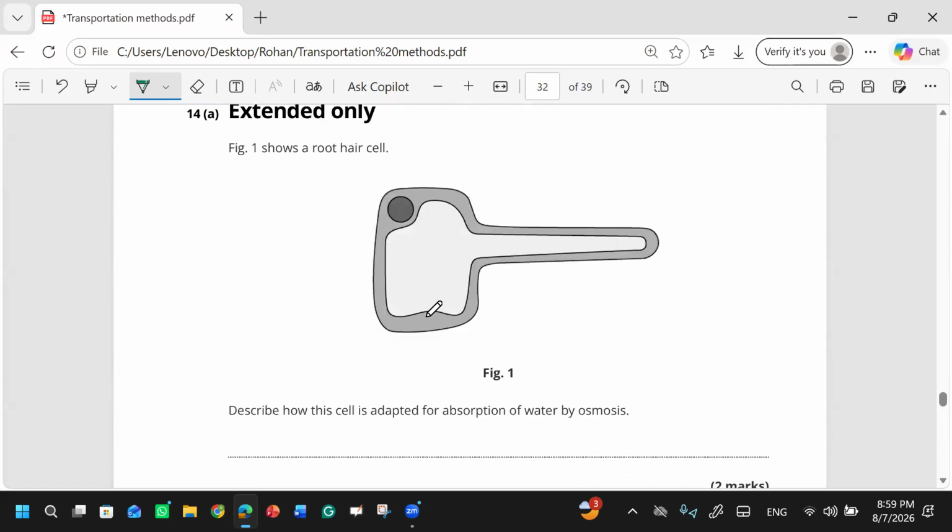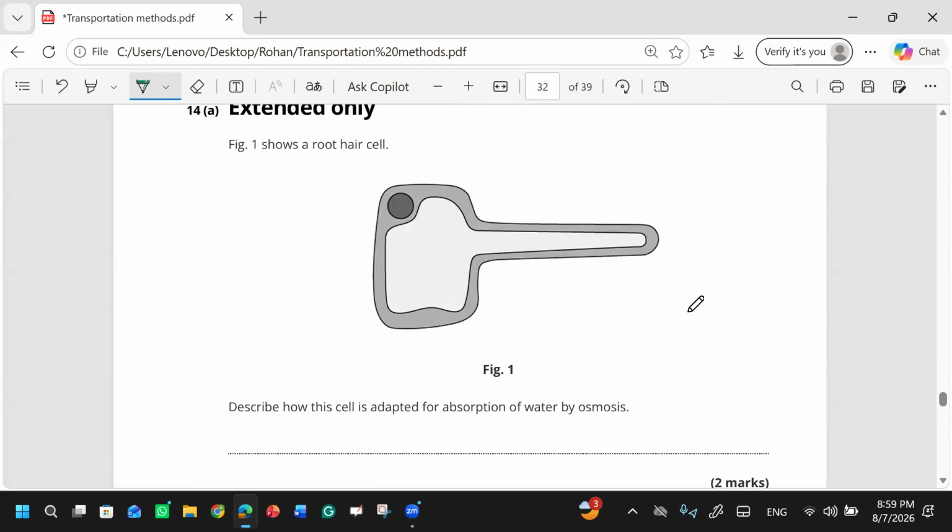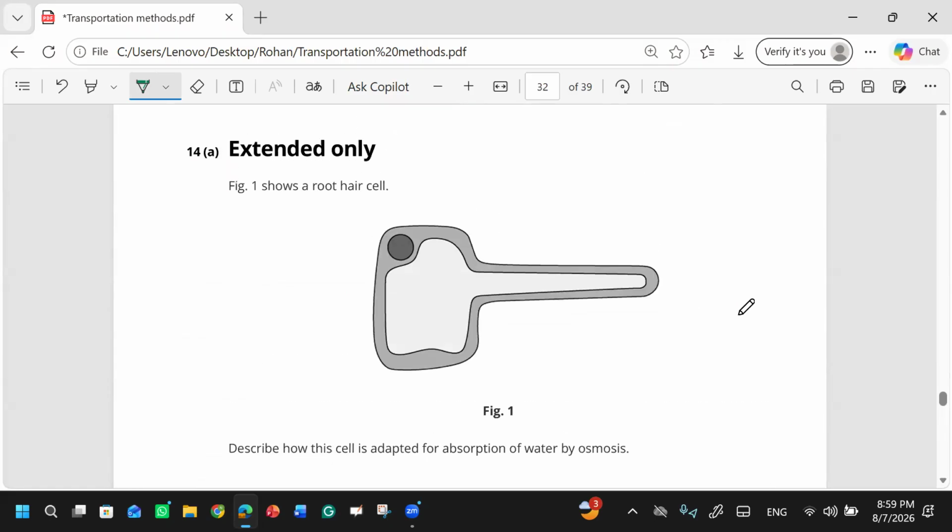It shows a root here. Describe how this cell is adapted for absorption of water by osmosis. This is a root here, yes, it shows a root. They are not asking how the cell is adapted for absorption, like how it will absorb water. Simple. How roots absorb water from the soil.